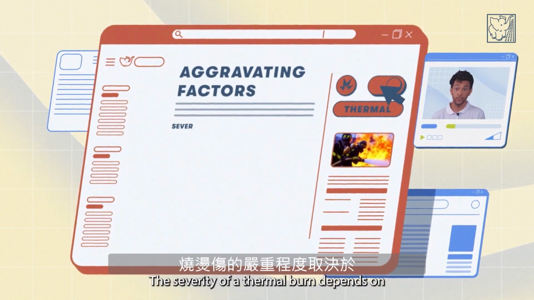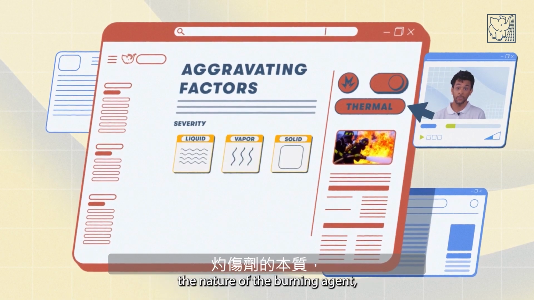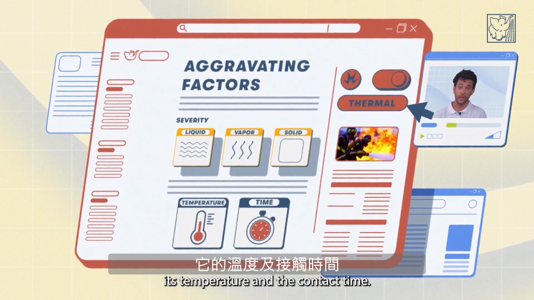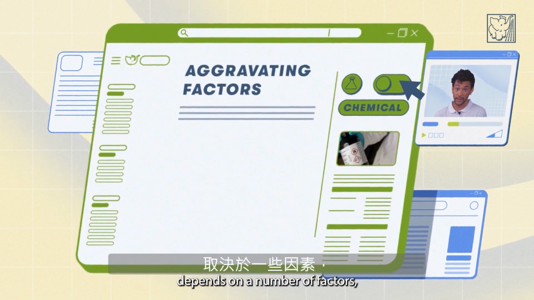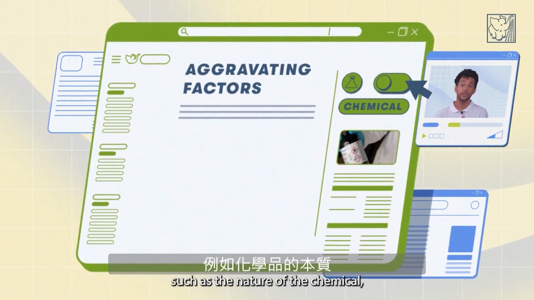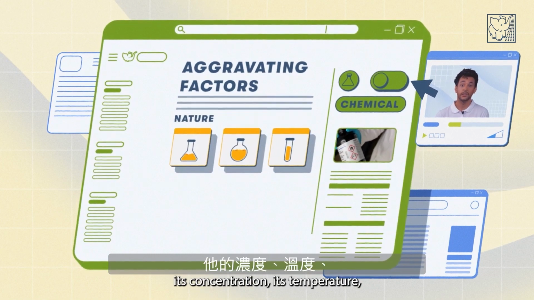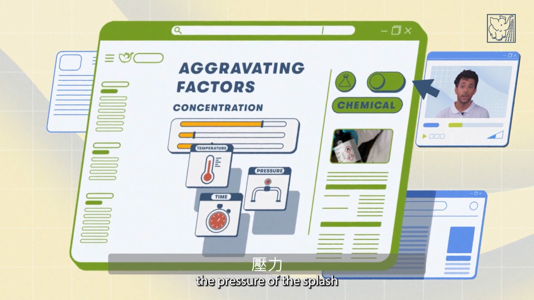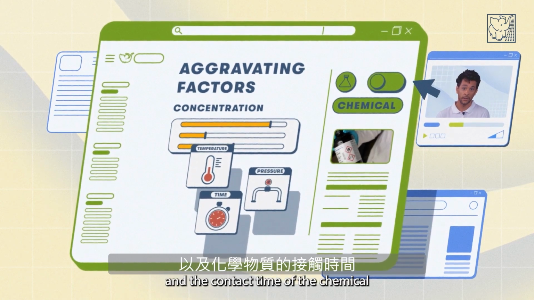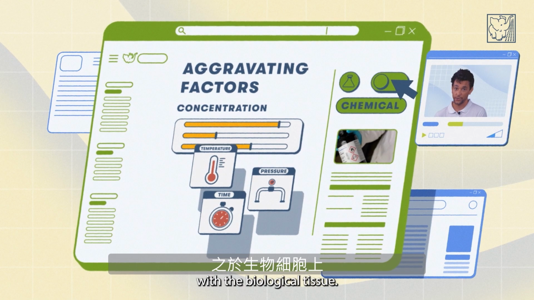The severity of a thermal burn depends on the nature of the burning agent, its temperature, and the contact time. The mechanism by which chemical burns develop depends on a number of factors, such as the nature of the chemical, its concentration, its temperature, the pressure of the splash, and the contact time of the chemical with the biological tissue.